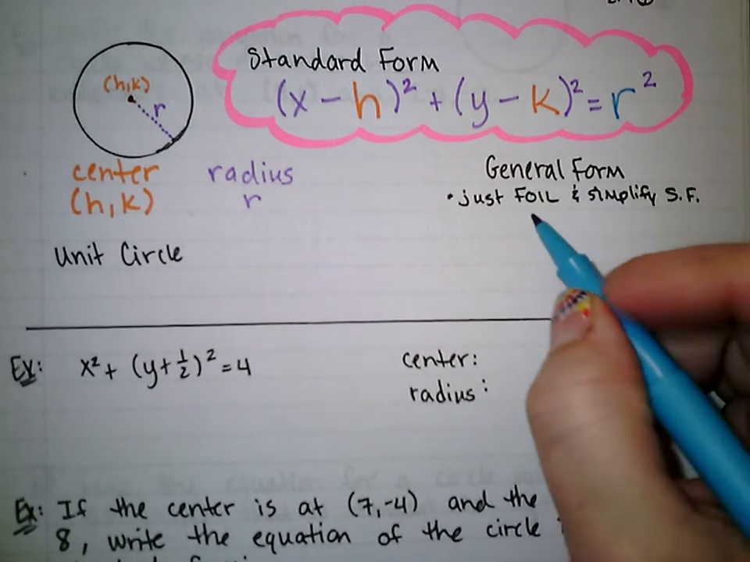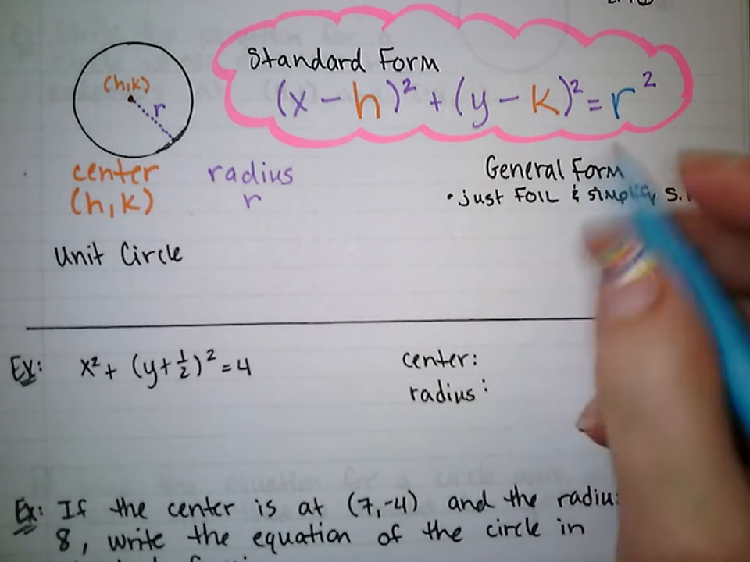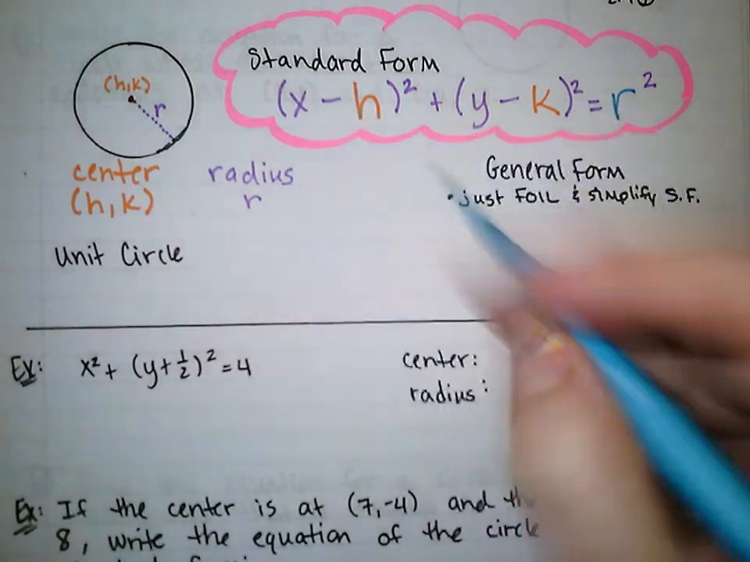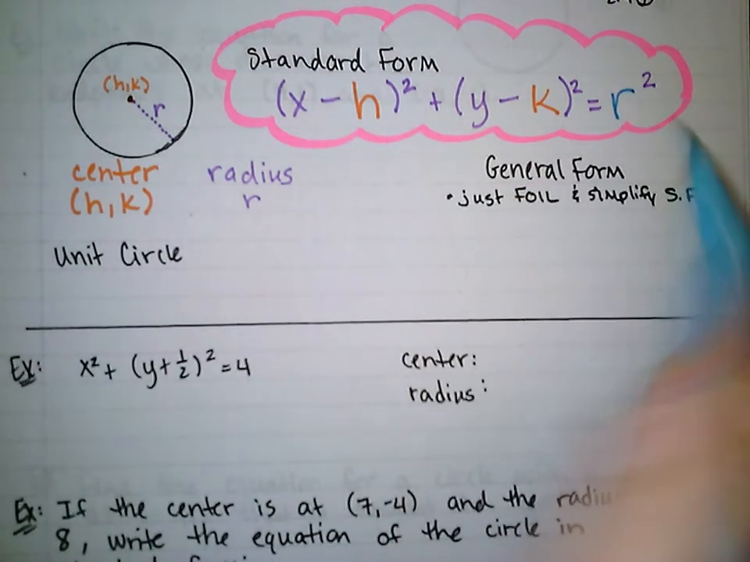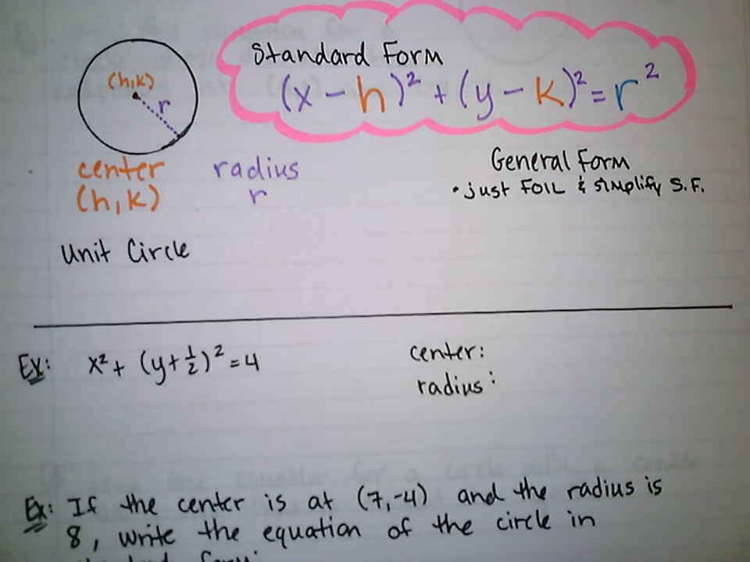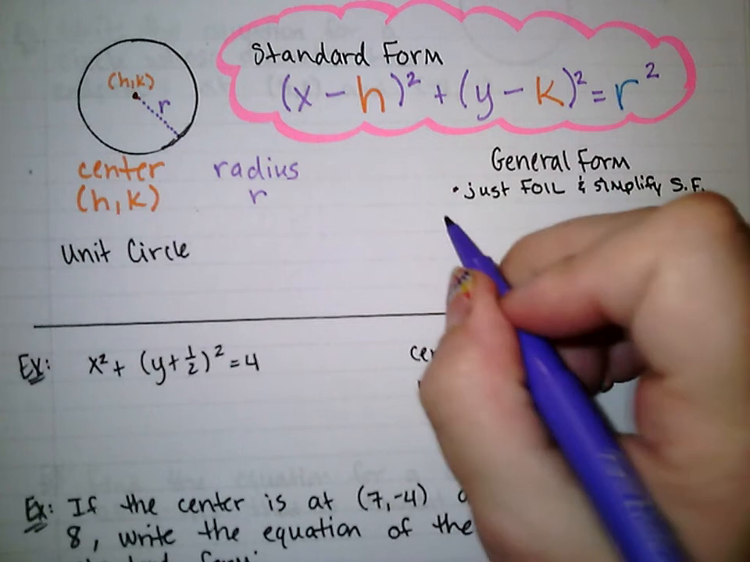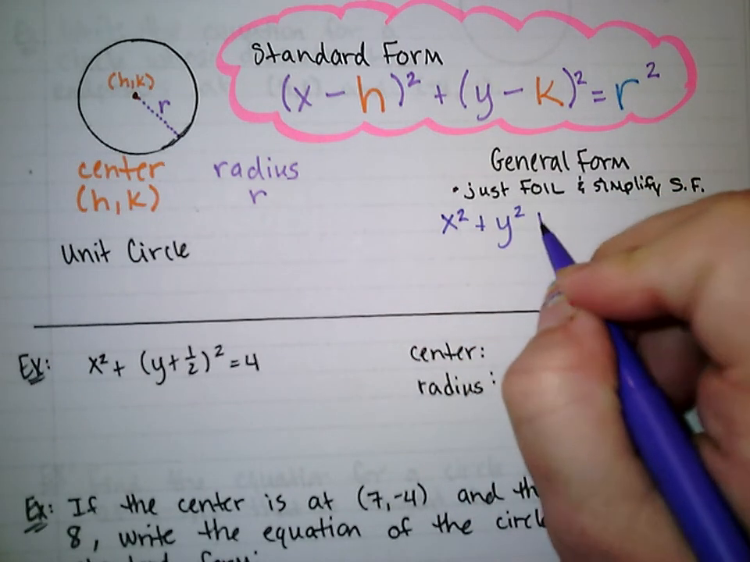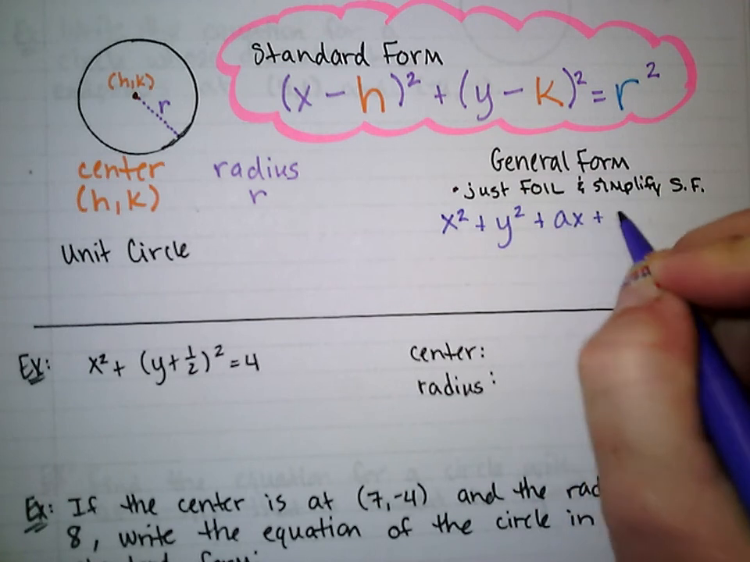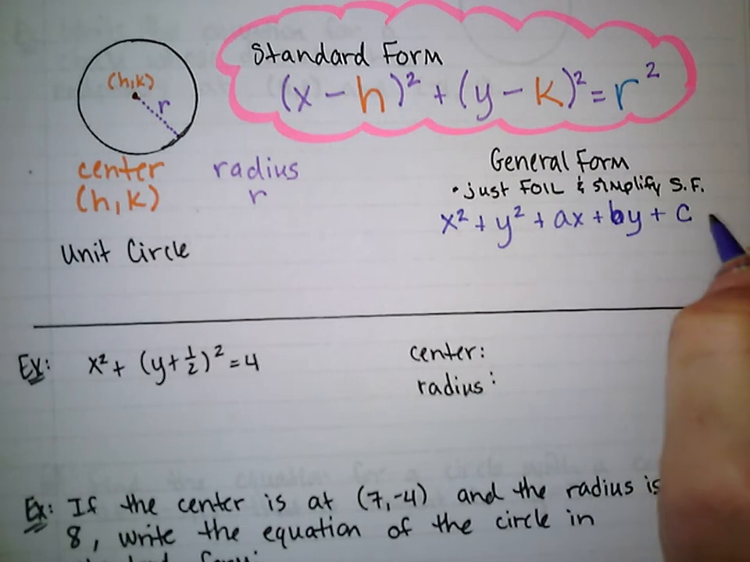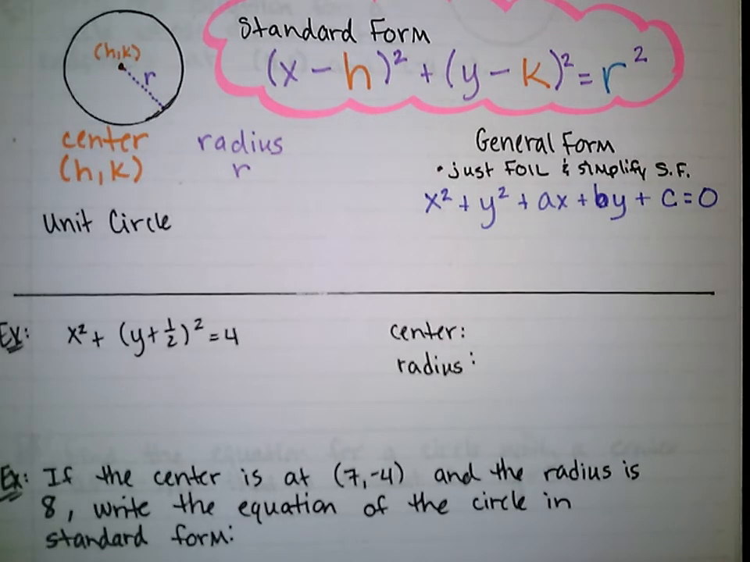Okay, perfect. General form, you're going to FOIL and simplify the standard form equation. So you would FOIL this, combine all of your terms, and you're going to end up in general form. It's going to start with an x squared, and then you're going to have your y squared, and then your x term, your y term, and then a constant, and it's going to equal 0. So that'll be general form.